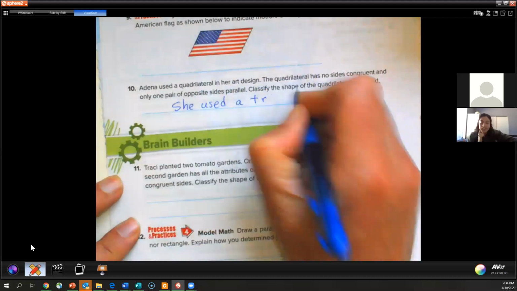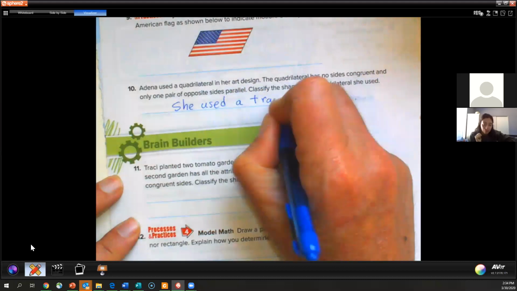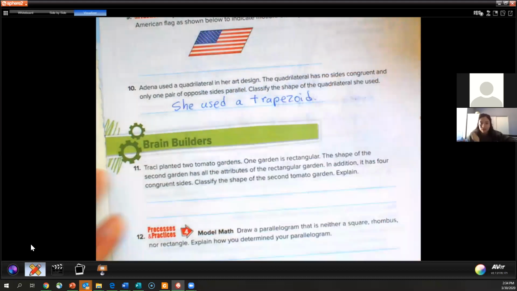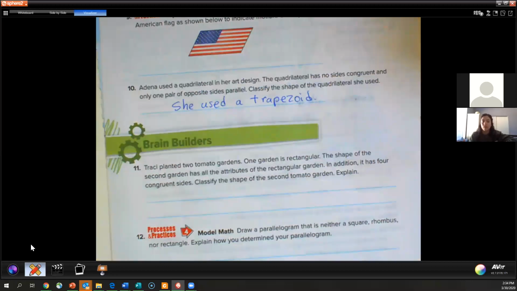Now, Mr. Yates is saying she used a trapezoid, which would be correct. So, boys and girls, on any problem that you have in your homework that is similar to this one, make sure that you're taking it sentence by sentence. Just like we did, we read the first sentence, just like you guys kind of do in the word problem of the day. If it doesn't have any attributes in there, then okay, great information. She used a quadrilateral in her art design, so we do know it's a quadrilateral. Great.